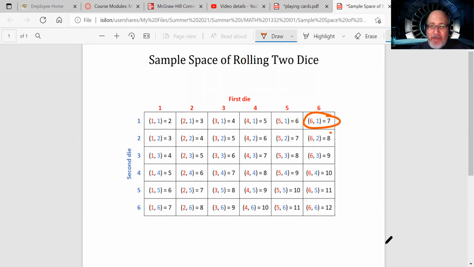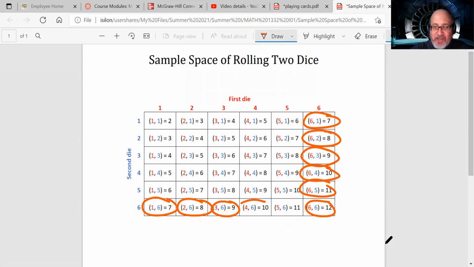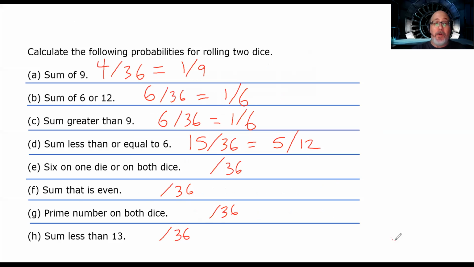All of them in this last column have a 6, because that's where the first die was 6. All of them in the last row have a 6, because that's where the second die is 6. Don't count 6, 6 twice. It is a single outcome. It just happens to belong to both the 6th column and the 6th row. If you count, there are 11 pairs circled, which means the probability of rolling a pair of dice and having a 6 on one die or both dice is 11 out of 36. 11 is a prime number, so the only number it can reduce by is 11, but 36 is not reducible by 11. So that's our final probability.